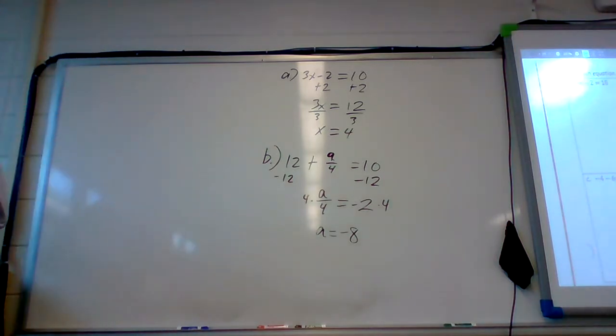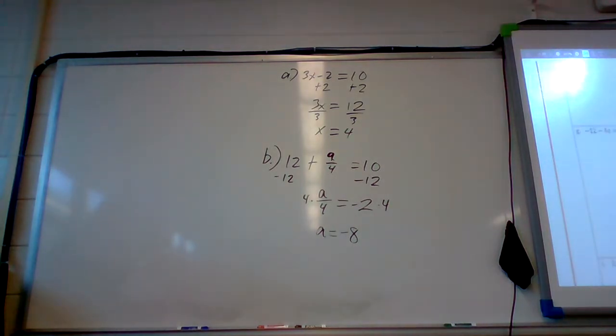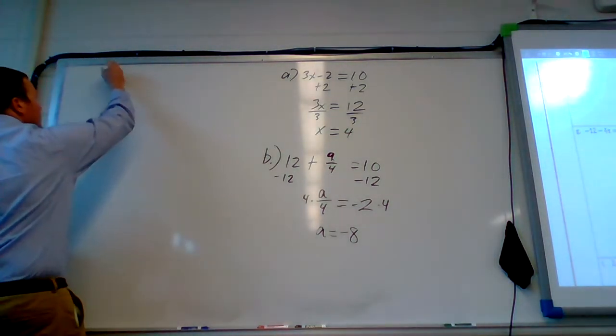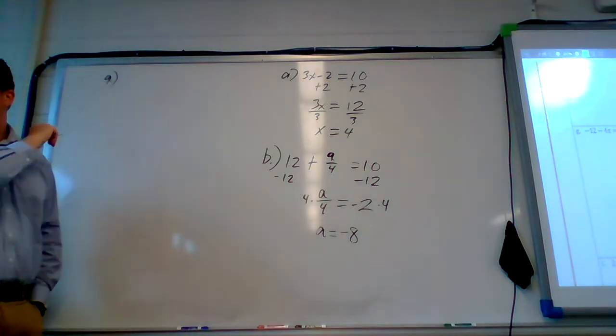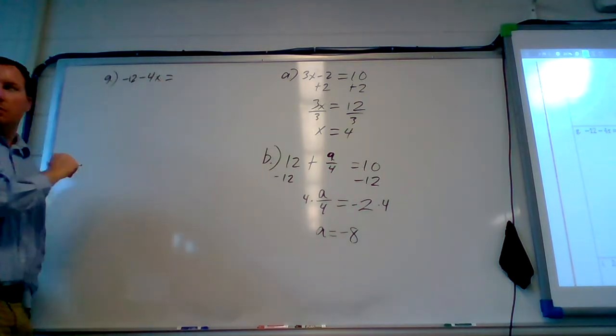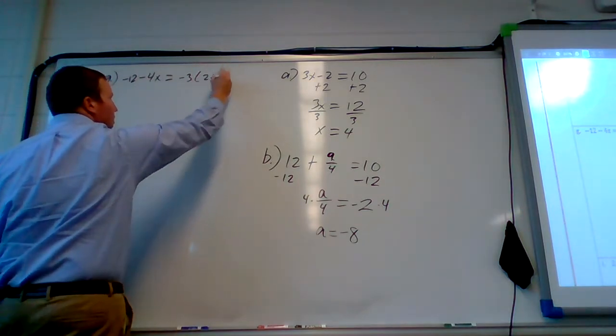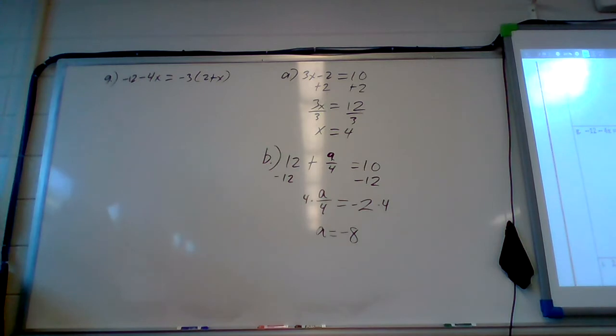All right. Are there any other equations we want to do? Any more on the notes? We got negative 12 minus 4x is equal to negative 3 times x. Okay. So again, first thing is we want to simplify both sides as much as we can.